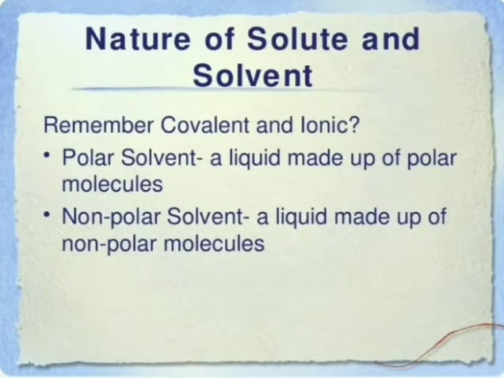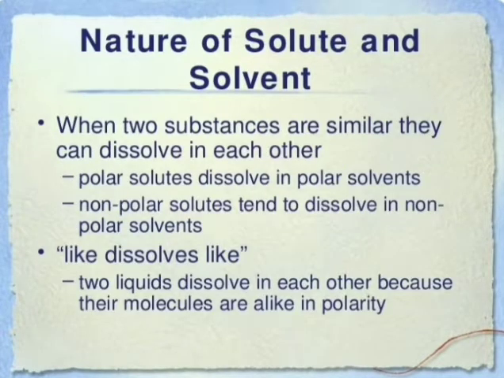Nature of solute and solvent. Remember covalent and ionic? Polar solvent: a liquid made up of polar molecules. Nonpolar solvent: a liquid made up of nonpolar molecules. When two substances are similar, they can dissolve in each other. Polar solutes dissolve in polar solvents. Nonpolar solutes tend to dissolve in nonpolar solvents. Like dissolves like. Two liquids dissolve in each other because their molecules are alike in polarity.